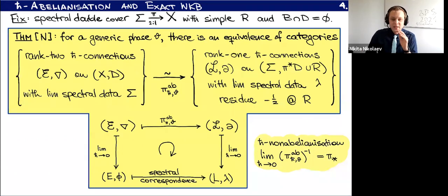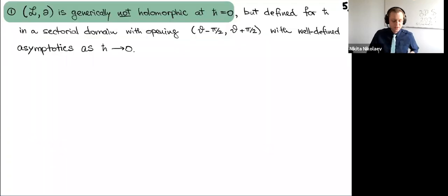Okay, so basically for the rest of the talk, I want to try to explain how one could arrive at these statements, what goes into this. So let me make a couple of remarks first. So first of all, I've already kind of mentioned it, but it's important to emphasize that these line bundles, L del, that you get through this correspondence, they're generically not holomorphic at H-bar equal to 0.